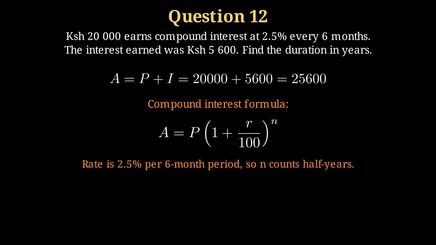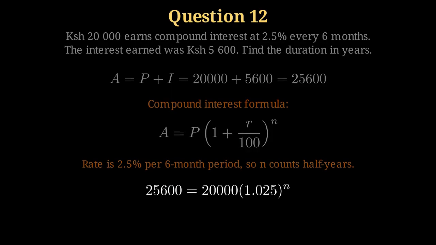Be careful here. The rate is 2.5% for every 6 months, so each period is a half year, and n will count the number of half years. Substituting our numbers, 25,600 equals 20,000 times 1.025 to the power n.